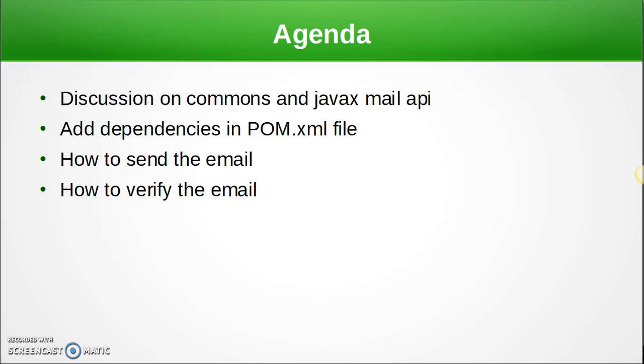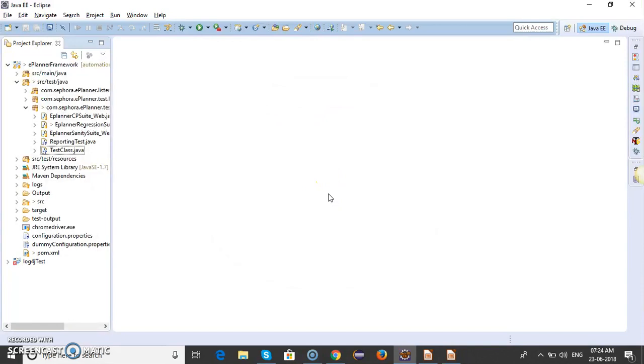Some of the classes provided, like SimpleEmail and MultiPartEmail, are classes under the Commons Mail API, and the role of these classes is to send basic text or a text message with attachments, all those things. First of all we will see an example on that so that we can understand it very clearly. So I'm moving to Eclipse.